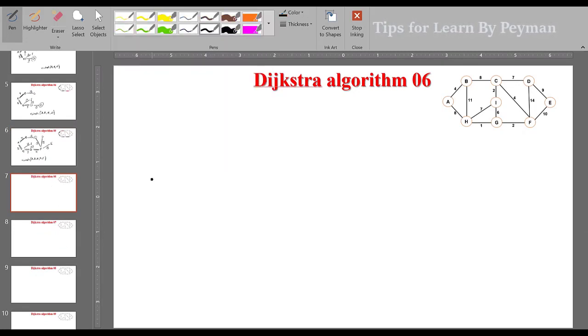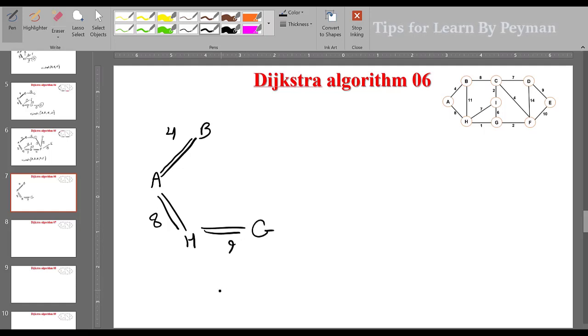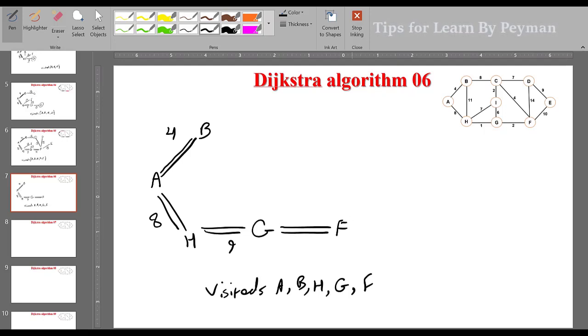Okay, I have A here. We visited B. I doubled it. We visited H, value 4, value 8. I doubled it. We have G with value 9. Let me write the visited nodes. I have opened A, B, H, G. Then I opened the F. So we have then opened the C. Okay, we have opened this.